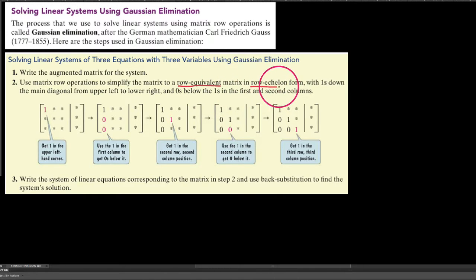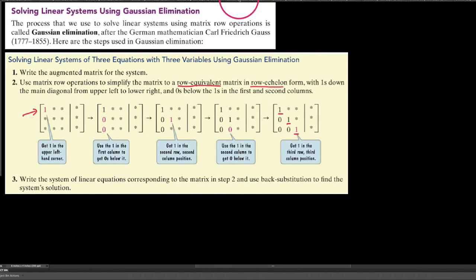And we want it to be in row echelon form, which is ones down the main diagonal and zeros underneath. In order to do this, we use row operations to simplify this matrix into row echelon form, with ones down the main diagonal from upper left to the lower right and zeros below the ones in the first and second columns. Basically, we're going to use this process right here. So the first step is always going to be this. No matter what you do, let's always get a 1 in the upper left-hand corner.